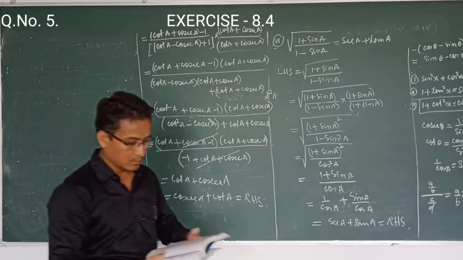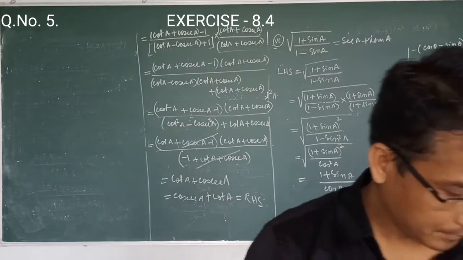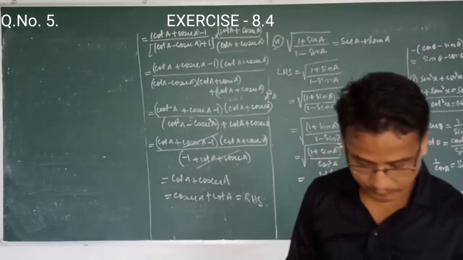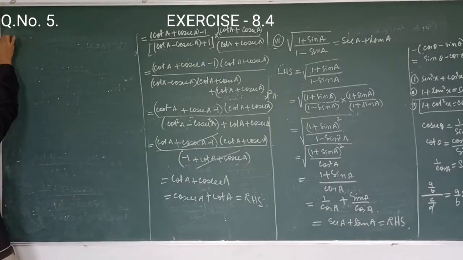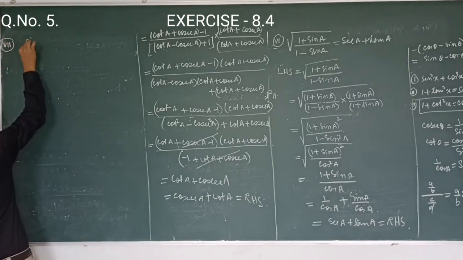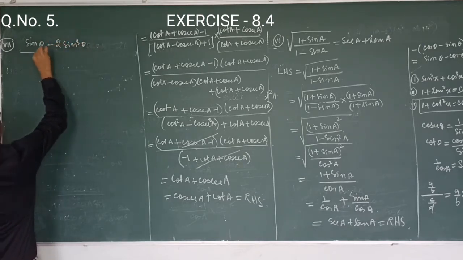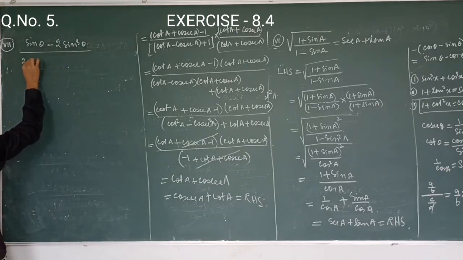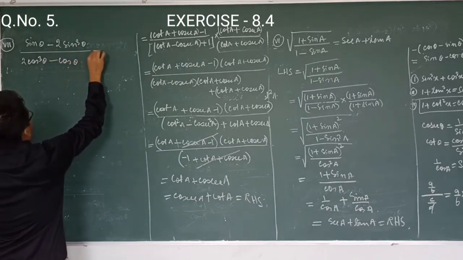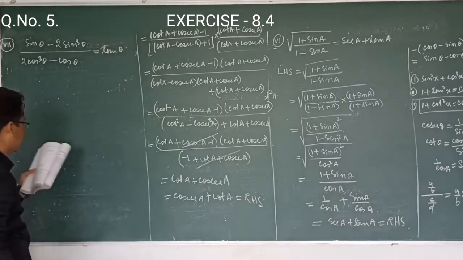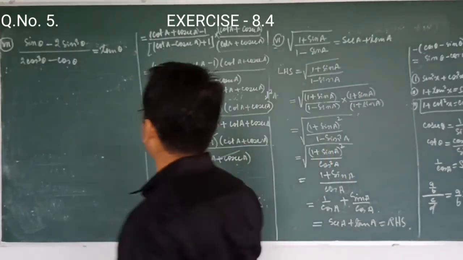So question number Roman number 7. Roman number 7 is (sin theta minus 2 sin cube theta) divided by (2 cos cube theta minus cos theta) equal to tan theta. We are going to prove this.